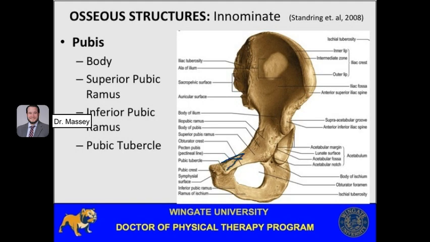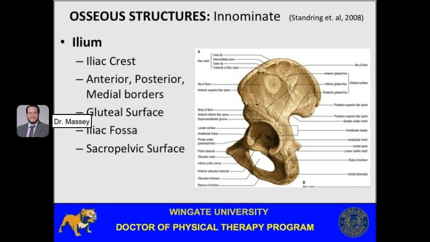And here we can see that superior pubic ramus, that inferior pubic ramus, or pubic tubercle, we can see right here. Those nice attachment sites. Additionally, we can see our body of the pubis right in there. And the ASIS, the PSIS, the iliac crest, the gluteal surface here.